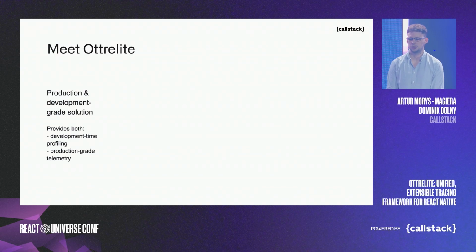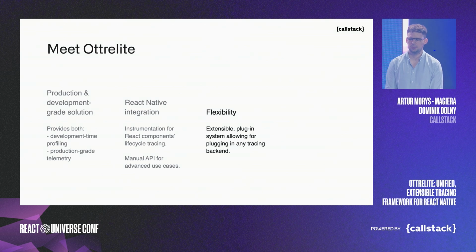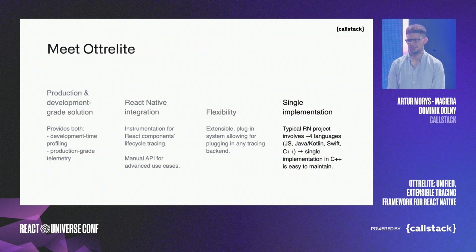Ottrelite provides solutions for both development time tracing and production time telemetry. More information on these solutions will be presented later. We provide hooks and a Babel directive for integrating with components and hooks. For advanced use cases, the imperative API is available. Ottrelite provides a common interface that must be implemented, which allows for the integration of any backend for traces.